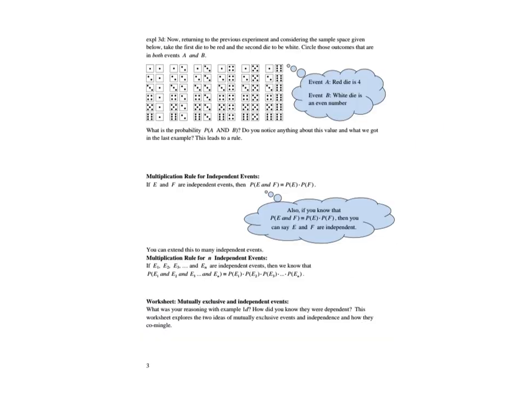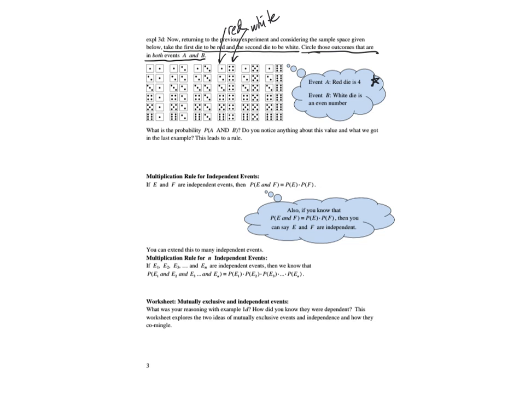Okay, now we looked at 3A, 3B, 3C. Now here's 3D. Let's first say the first die is red and the second die is white. So just to be clear, every first die here is red, and every second die in each pair represents the white one. Circle those outcomes that are in both events A and B. Again, A is the red die is 4, and B is the white die is an even number. Okay, let's go for it.